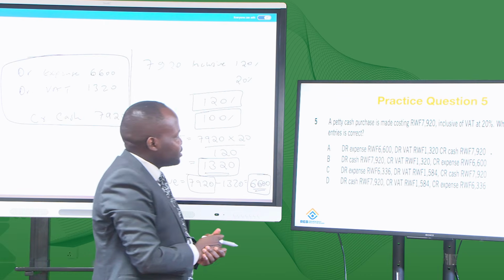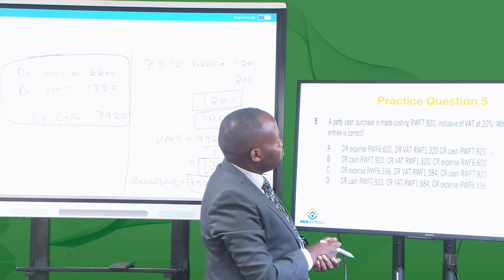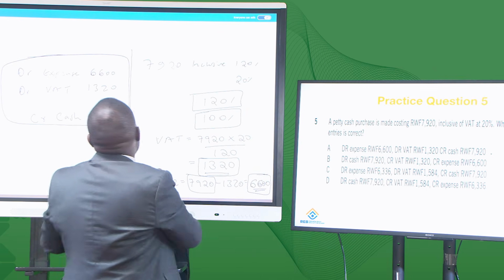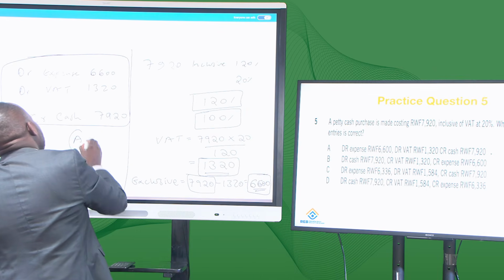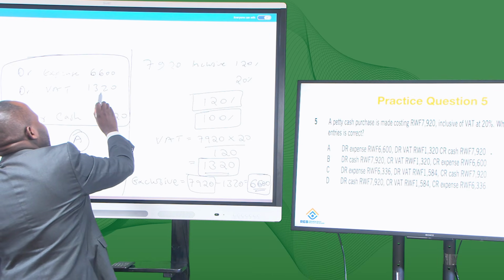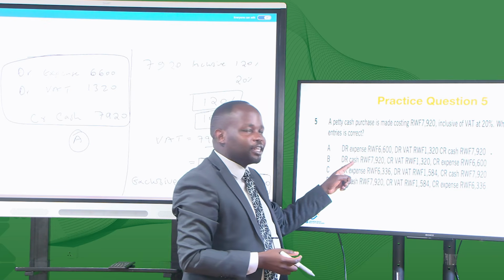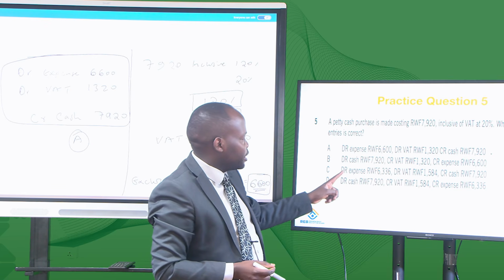So the correct one is debit expense 6,600, debit VAT 1320. Yes, A is the correct answer. Debit expense, debit VAT, and credit cash. Let's see B. B, debit cash, no, it's an expenditure. You cannot debit cash if it's an expenditure.